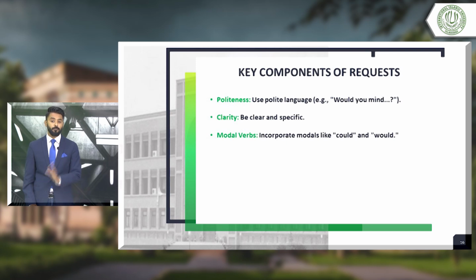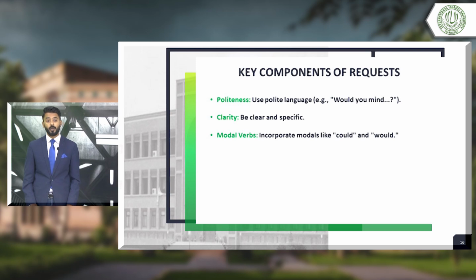Now, what are the key components of requests? The most important component of a request is, number one, politeness. As I said, your tone matters a lot. If your tone is not a request tone, then it won't be a request. Even if you are using the same words, the difference of tone can make it a command or a request. A command is a different thing. A command is where you are ordering, and we will discuss that later in the class. But a request is something different, and your tone matters a lot.